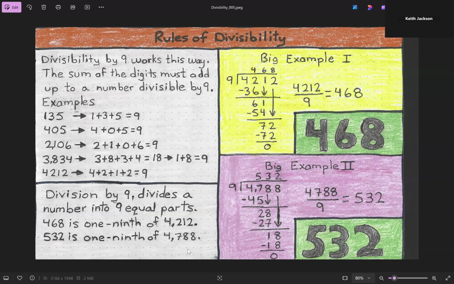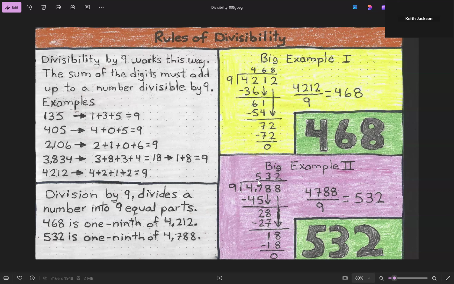So let's take a look at big example 2, in which we have 4,788 divided by 9. And guess what? It's another even number, and it looks awfully strange to be divisible by 9, but we're going to try it out. And so in this case, we know that 9 can go into 47 5 times, because 9 times 5 will give us 45, and 47 minus 45 will give us 2, knowing that 9 cannot go into 2, so we're going to have to bring down the 8 to make it 28.